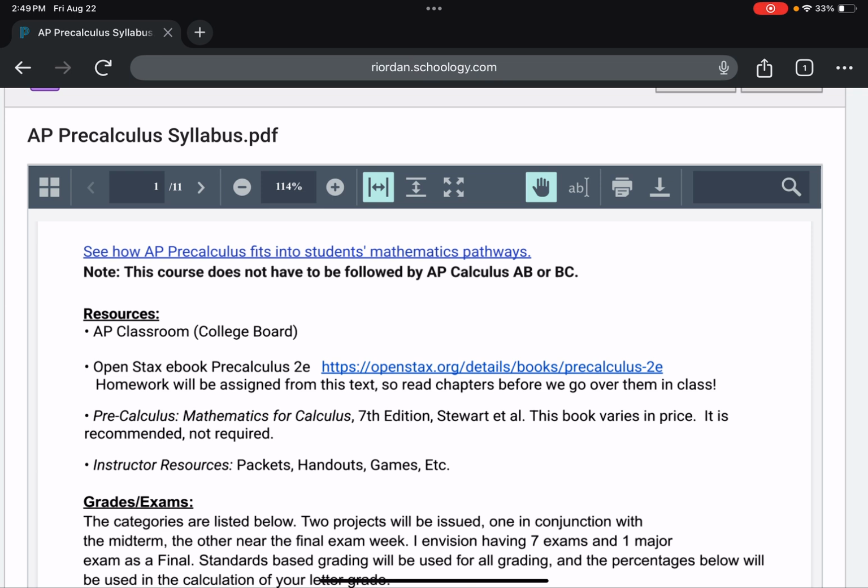Our resources for the class are mainly the OpenStax Pre-Calculus ebook. It is free, it is online, and it is always accessible. But I also use as a secondary resource the Stewart 7th edition Pre-Calculus book. This book varies in price from $80 to $150. So I'm going to use it as a secondary resource, and the primary resource will be the OpenStax book, as well as some resources, packets, and handouts from me.